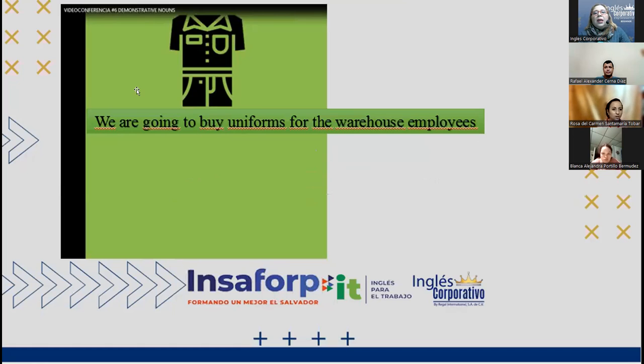Ok. Y esta es la orden que queremos poner, ¿verdad? Ahorita, esto es una orden que queremos poner because we are going to buy uniforms for the warehouse employees. What questions can we ask about the uniforms to express the features we need for our people, for our job people or workers, okay, from the warehouse?